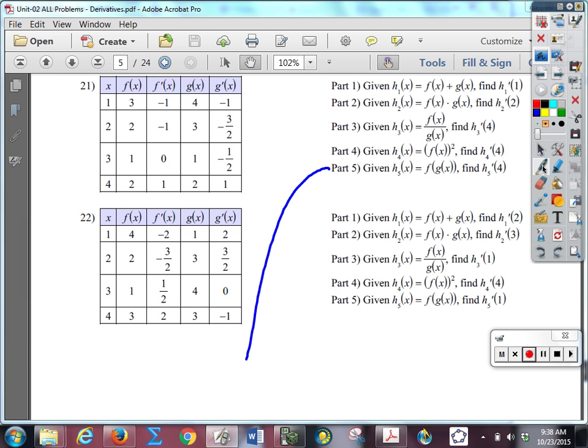So how do I do this part? I have a function, and then inside that function I have another function. So it's the derivative of the outside times the derivative of the inside. Well, what's the derivative of the outside function? It's the derivative of f of something, f prime of something. You just have to leave that something inside, times the derivative of the inside.